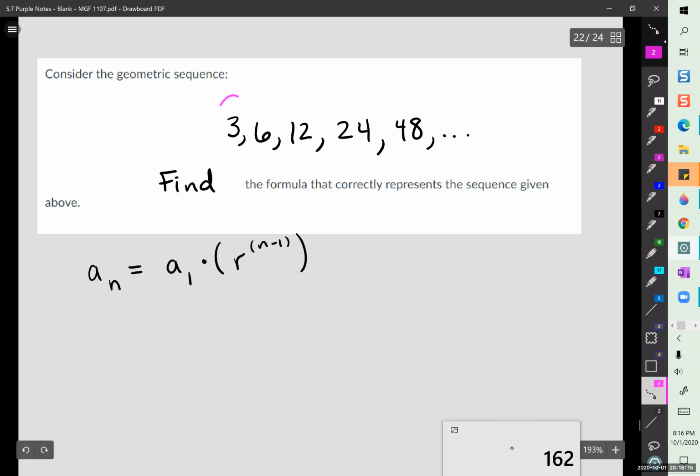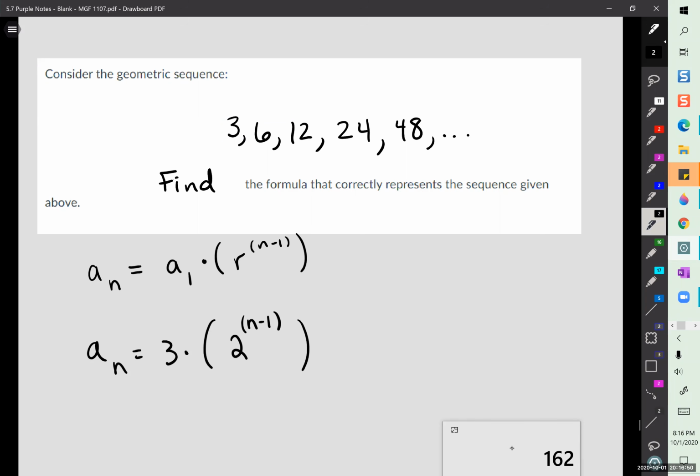So we know A1 is first term. For us, that would be 3. So we would have A sub n equals 3 times. Now we have to identify our common ratio. So we look at the pattern. How do you get to here if it's multiplying? Times 2. Let's verify that holds. 6 times 2 is 12. 12 times 2 is 24. 24 times 2 is 48. So we do have a common ratio of 2. So 2 to the n minus 1. And we would just select whichever formula looks like that from the options below.